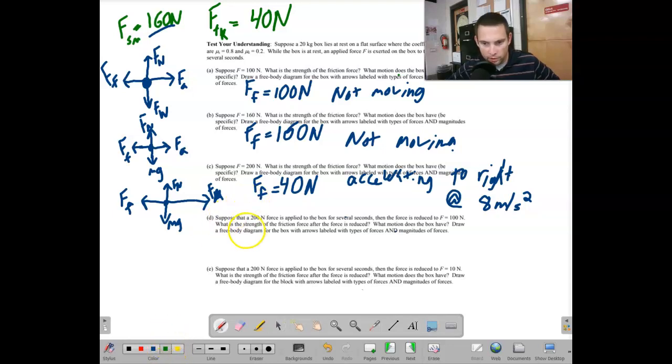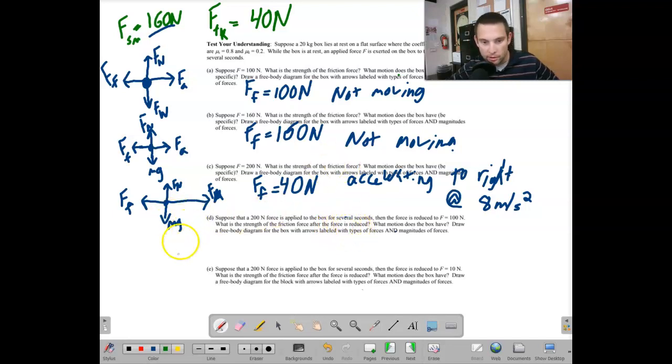Okay, so here we are, cleaned up, ready to go. Suppose a 200 Newton force is applied to the box for several seconds. Well, that's going to cause it to move at 8 meters per second squared for several seconds. Then the force is reduced to F equals 100 newtons. What is the strength of the frictional force after the force is reduced?